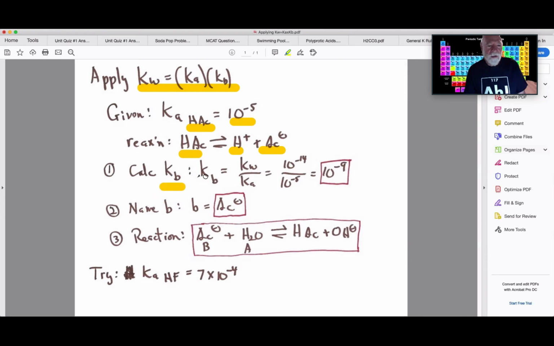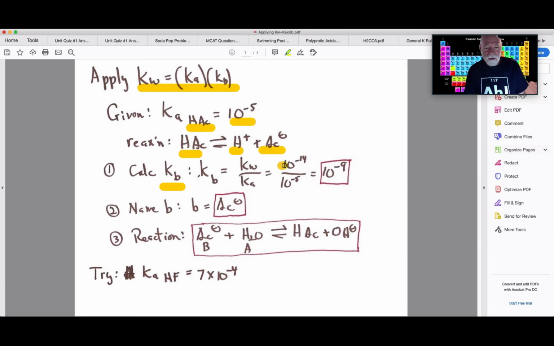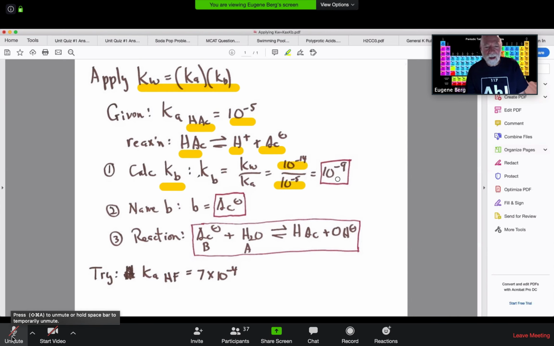So K sub B equals K sub W divided by K sub A. So look at the top equation and notice what I just rearranged it algebraically. Now plugging in some numbers. So K sub W you're always going to know is 10 to the minus 14th. In this problem, the K sub A was 10 to the minus 5. Divide 10 to the minus 14 by 10 to the minus 5, you get 10 to the minus 9.